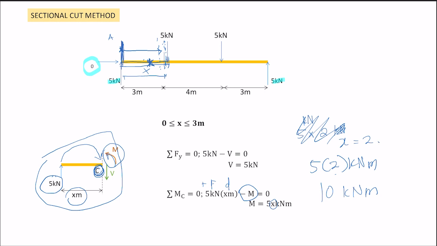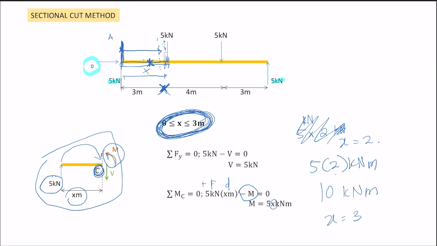If you want the moment at point X equals 3, this is the distance at this point, just put in 5 times 3. So that gives 15 kilonewton meter. That is the value of the moment. As long as it stays within this range, it must obey this limit.